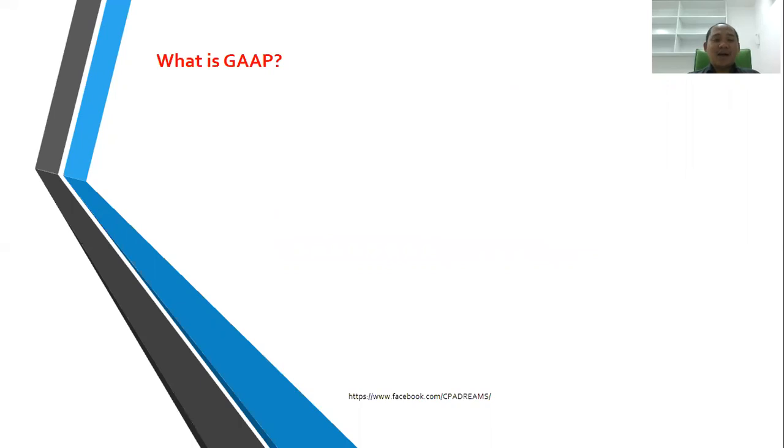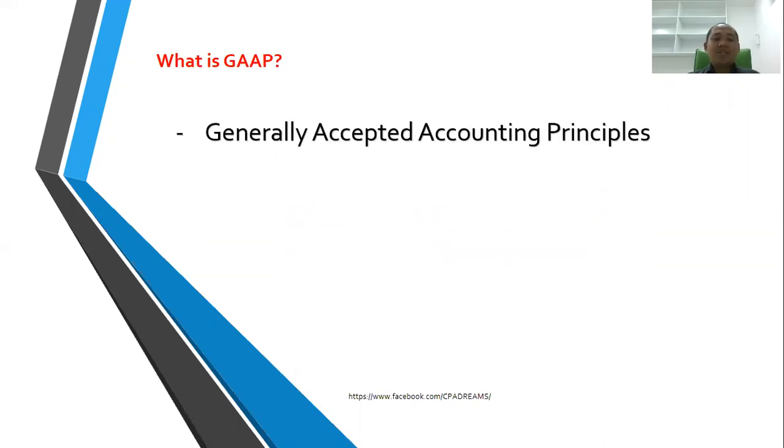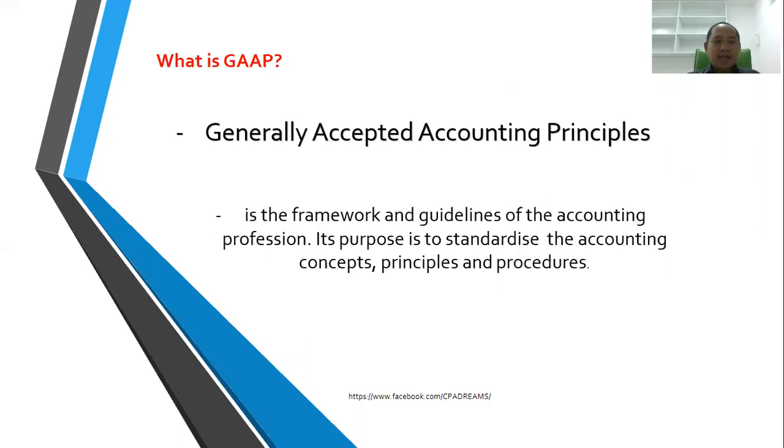Now, what is GAAP? GAAP is generally accepted accounting principles. This is a framework and guidelines for the accounting profession. The purpose of this is to standardize the accounting concepts, principles, and procedures. If you are in the US, then you are following the US GAAP. And in the UK naman, they are using International Financial Reporting Standards. So of course, in the Philippines, we are using generally accepted accounting principles or the Philippine Financial Reporting Standards.